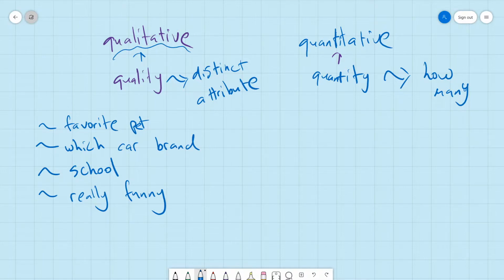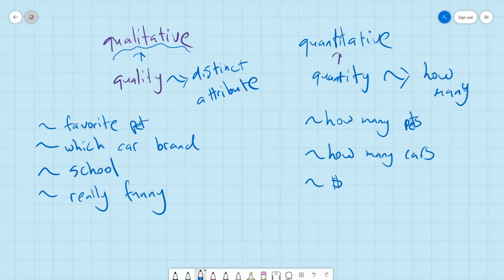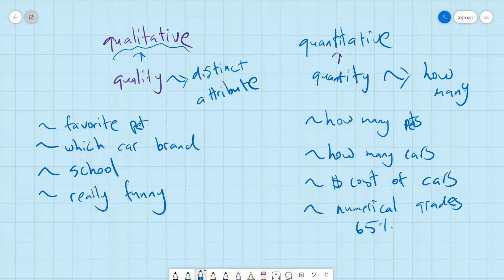If you want a quantitative measurement, this is just how many pets. How many cars? Or how much did they cost? Cost of cars. Or if you wanted to make it in school, you'd want to say numerical grades. I have 65%. This is a specific number. If I said I had a D, this would be like a range. This is still referring to a range of numbers between 60 and 69.9. So you could still say that this is numerical.